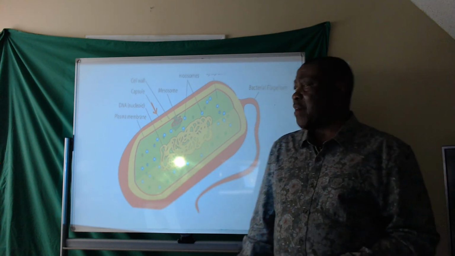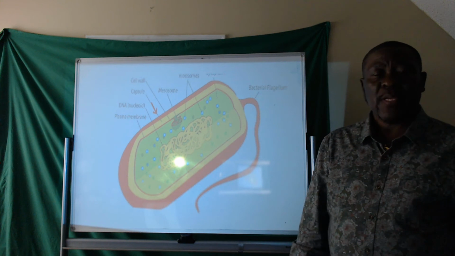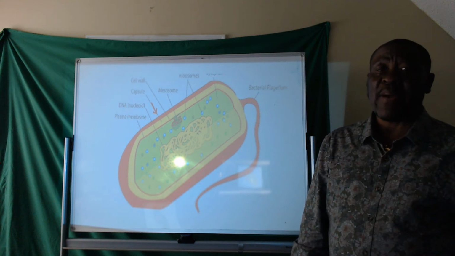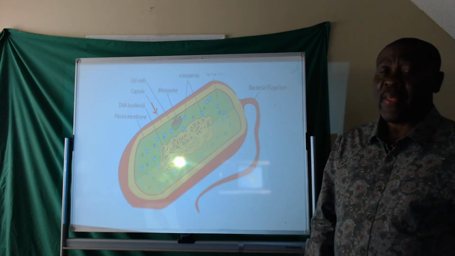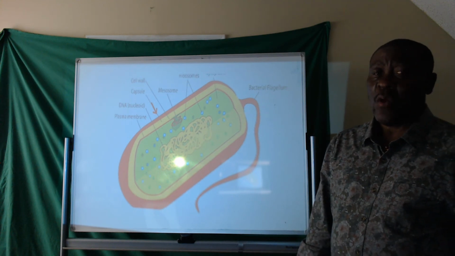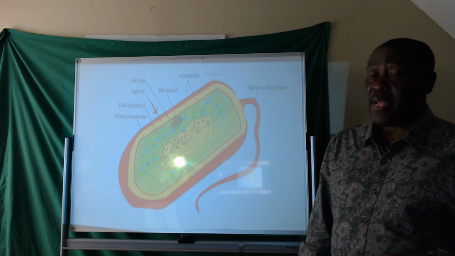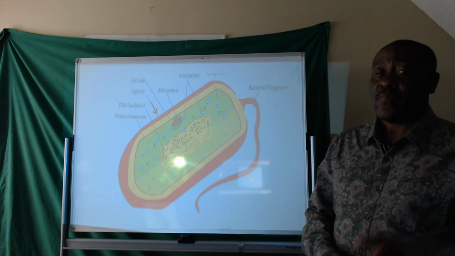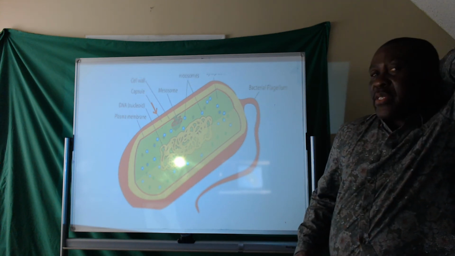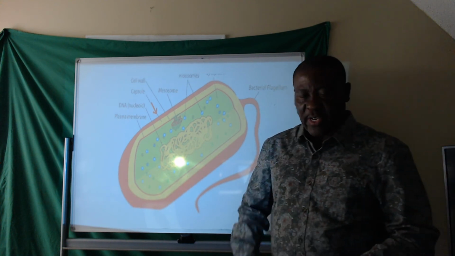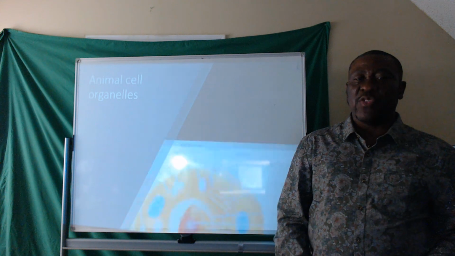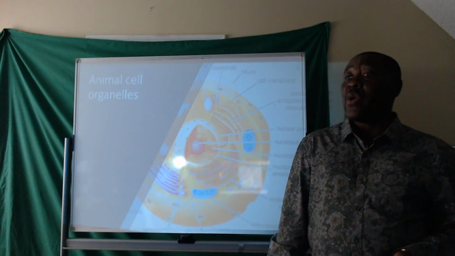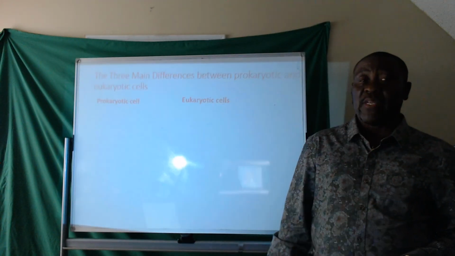Now, what you see I have on the board now is a prokaryotic cell. This is a bacteria. The only organism that I said you have to remember as one that has only the prokaryotic cell. So this is a bacterial cell right here. And then this is an animal cell. Animal cells are eukaryotic cells. Why? Because it's not a bacterial cell.